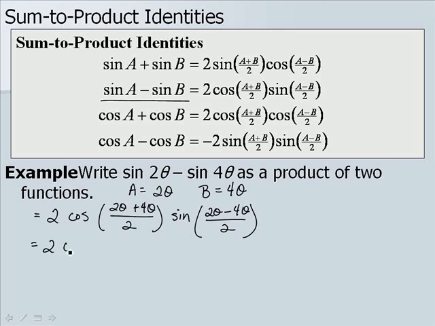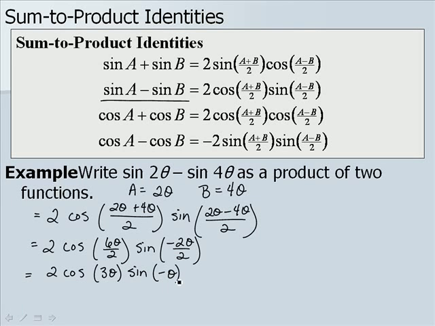And we see that that's equal to 2 times the cosine of 6 theta over 2 sine of negative 2 theta over 2. So we have 2 cosine of 3 theta times the sine of negative theta. Now remember that the sine of negative theta is equal to negative sine of theta. So we can change this to get negative 2 cosine of 3 theta sine of theta.